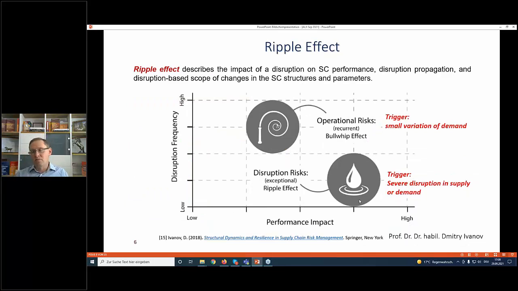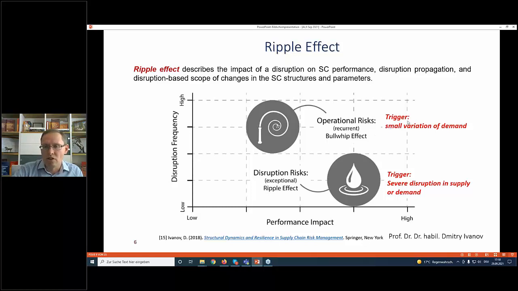In order to understand the ripple effect better, I think most of you are familiar with the bullwhip effect. The bullwhip effect is a kind of operational risk or recurrent risk, which is characterized by high frequency and low impact, we would say impact on performance.